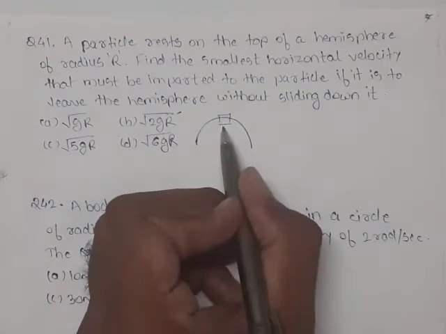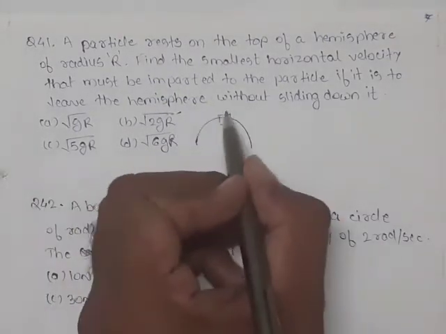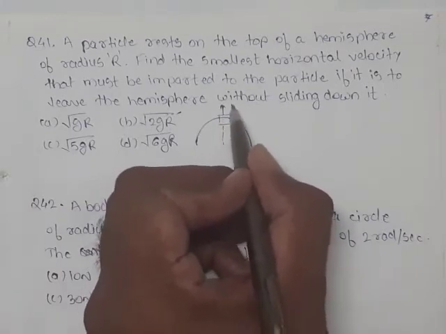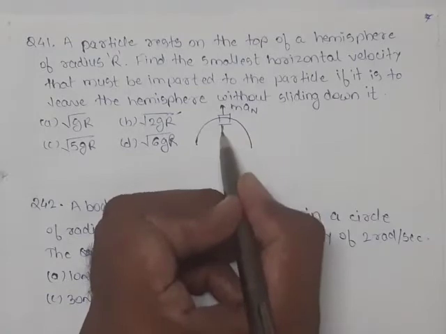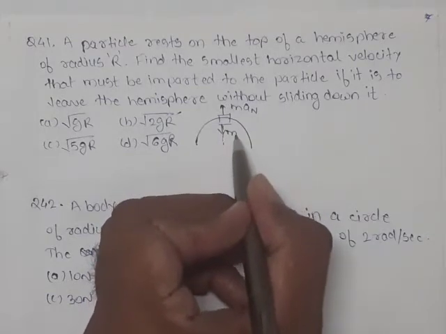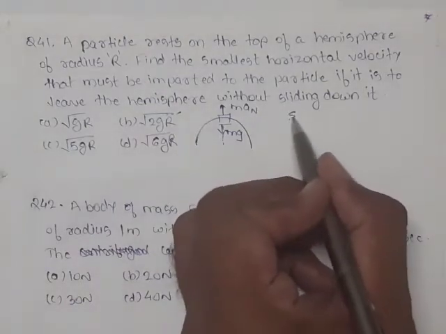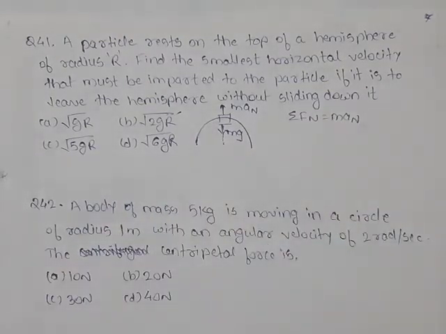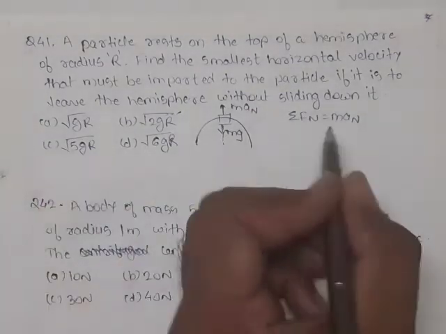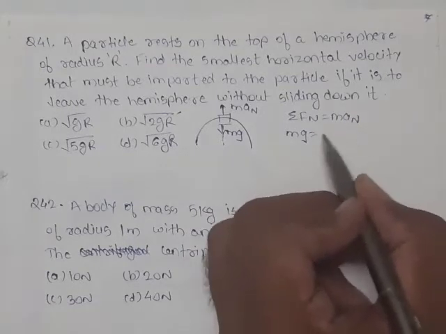On this hemisphere, suppose this is the radial direction or normal direction. Along this, the inertia force m·an is acting. Weight is acting in the vertically downward direction, W, which is equal to mg. Now we'll apply Newton's second law. Summation Fn equals m·an. What are the forces along the normal direction? There is only one force, the weight, equal to mg, equal to m·an.